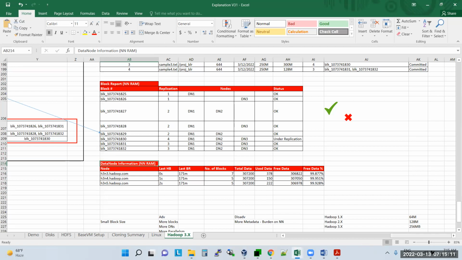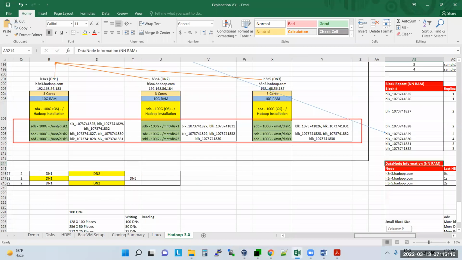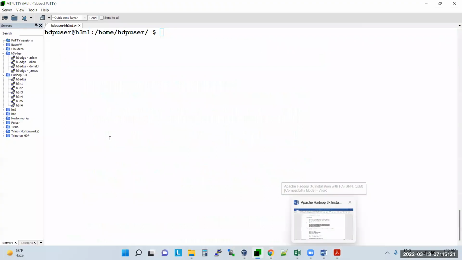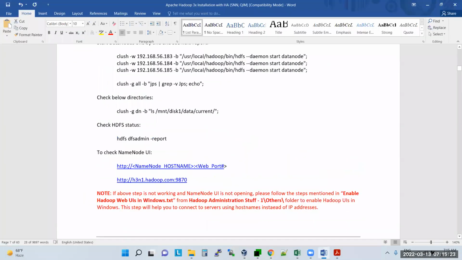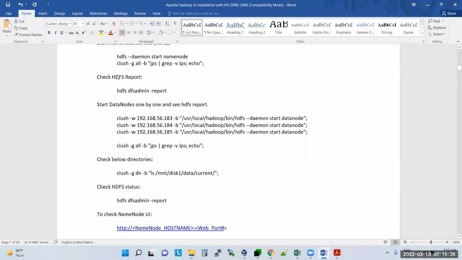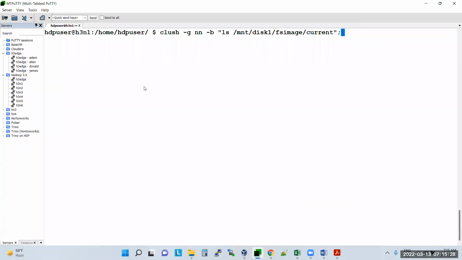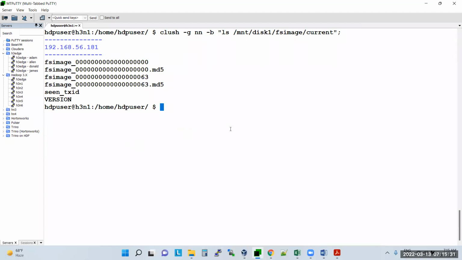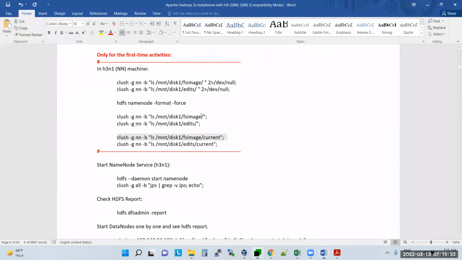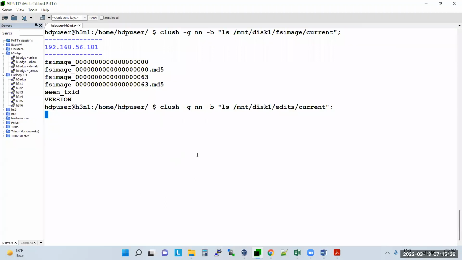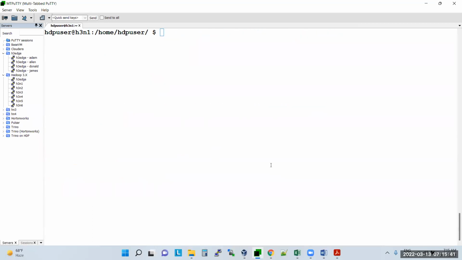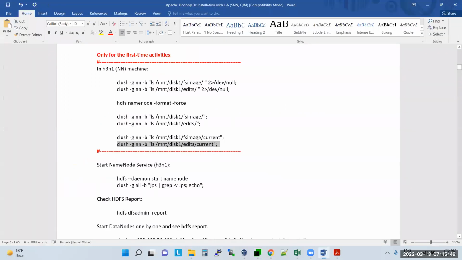Now if you want to check where the FS image is, the location of the FS image will be available in this location. Now you see the FS image file is available. Edits are also available. So these are the edits files. So the FS image and edits are available, and we started all these things.